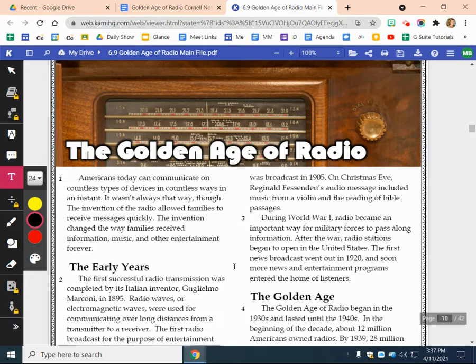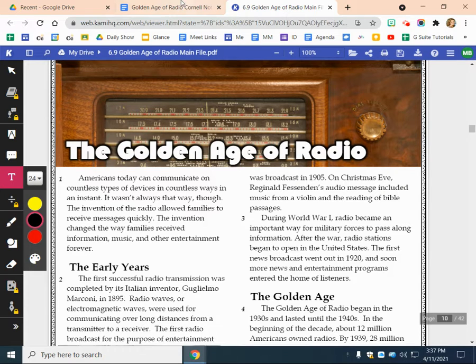Introduction. Americans today can communicate on countless types of devices in countless ways in an instant. It wasn't always that way, though. The invention of the radio allowed families to receive messages quickly. The invention changed the way families received information, music, and other entertainment forever.